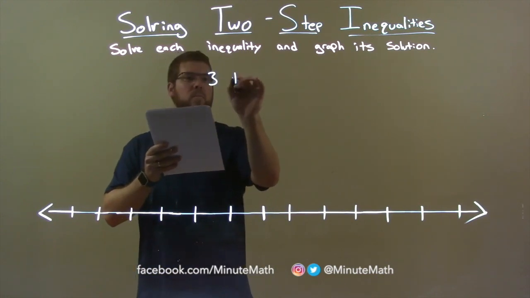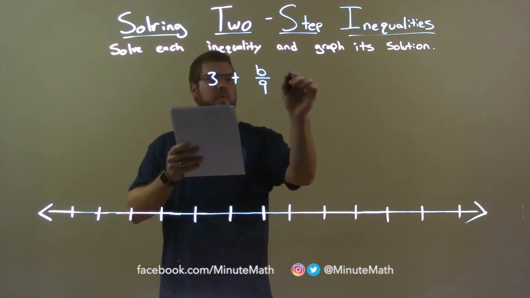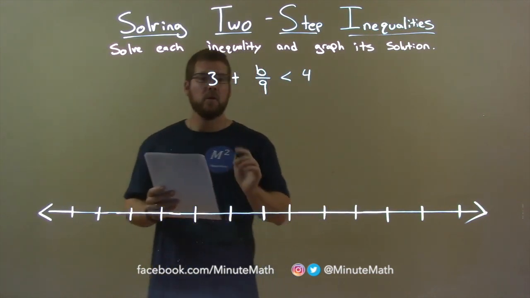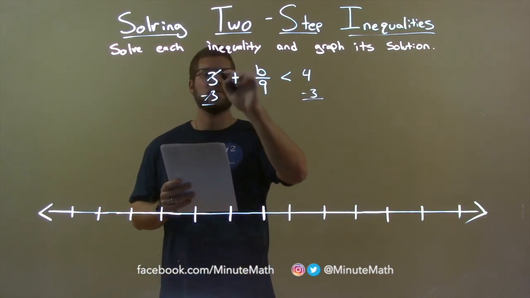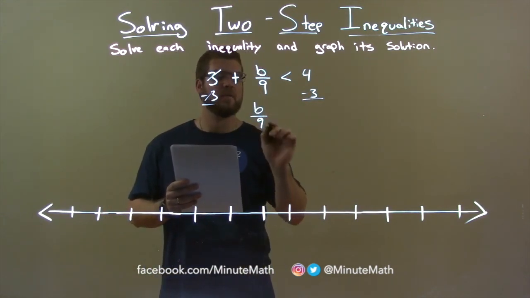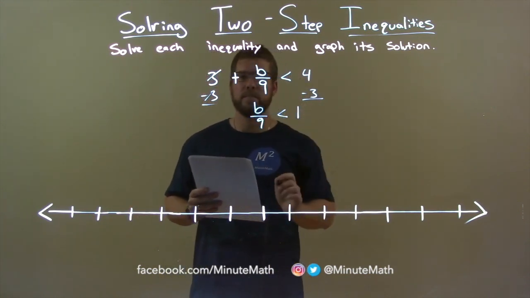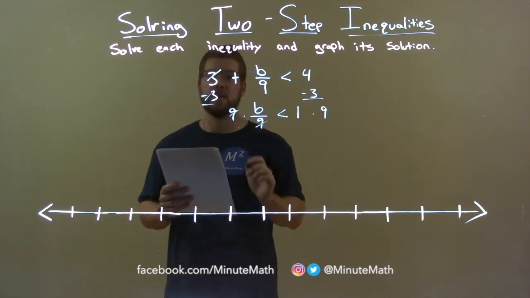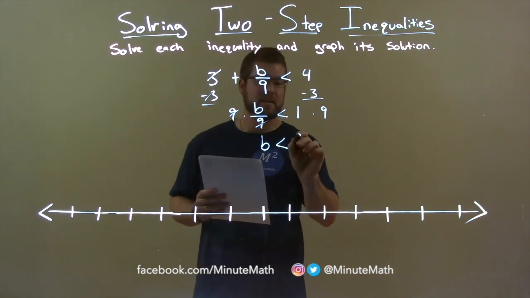3 plus b over 9 is less than 4. First thing I want to do is subtract a 3 from both sides. The 3's cancel, and b over 9 is left on the left. It's still less than, and 4 minus 3 is 1. Now if I multiply both sides by 9, b is completely by itself. It's still less than, and 1 times 9 is 9.